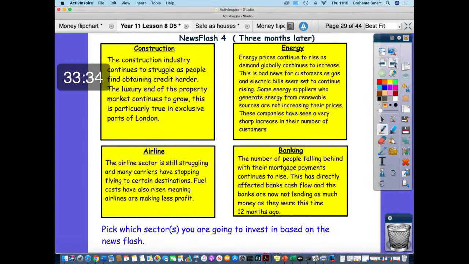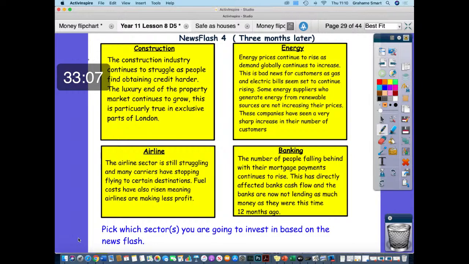Okay, so moving back onto the stock market challenge idea, this was the fourth Newsflash. Now, we did the first 3 last week, and I just need you to read, it's going to take you a few minutes, but I just need you to read each sector. We've got a Newsflash that covers the construction industry, the airline industry, the energy industry, and the banking industry. And I want you to pick which sector or sectors you would invest in based on this information.